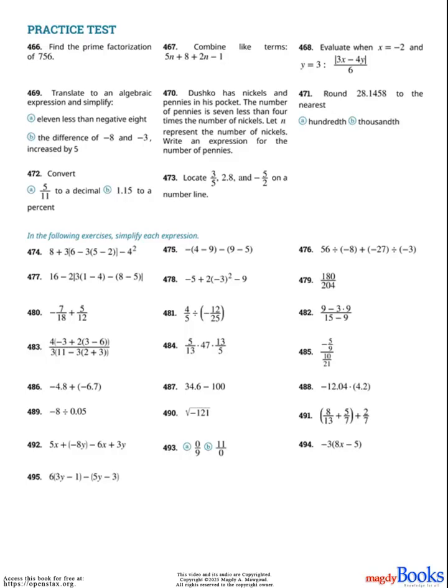493. A. 0/9. B. 11/0. 494. Negative 3 times (8x minus 5). 495. 6 times (3y minus 1) minus (5y minus 3).